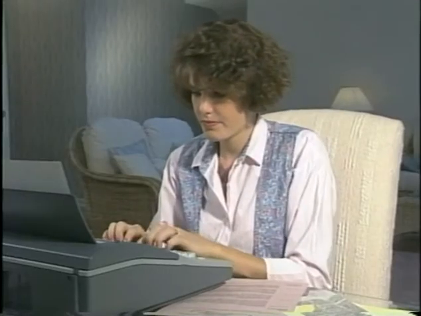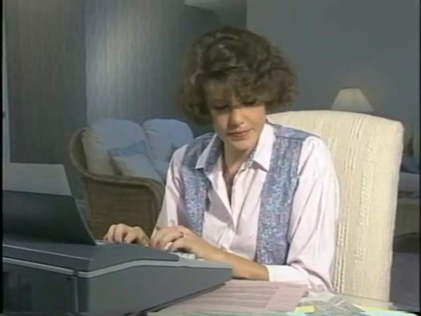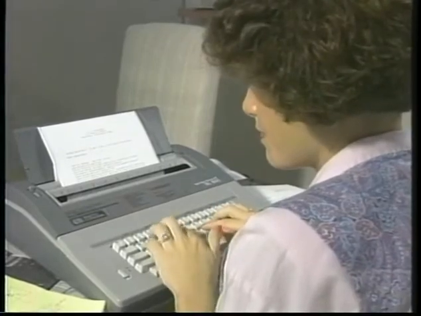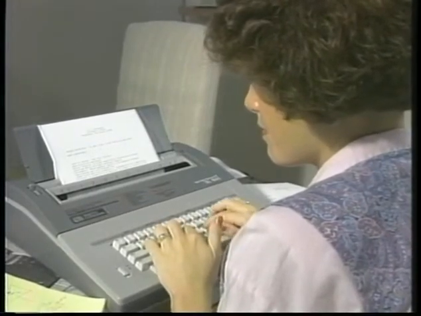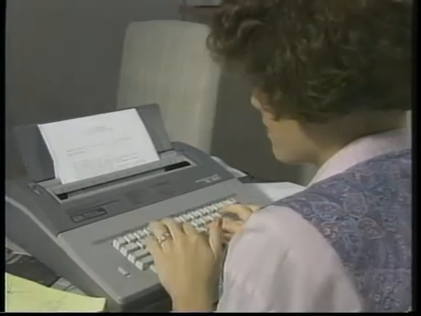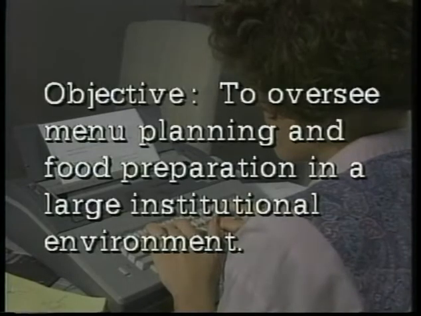So before you write your objective or any other part of your resume, sit down and assess your skills, education, and experience, and your interests. Then, just as you would narrow your topic for an essay and write the thesis, come up with a simple declarative statement that describes what you want to do. Objective: to oversee menu planning and food preparation in a large institutional environment.